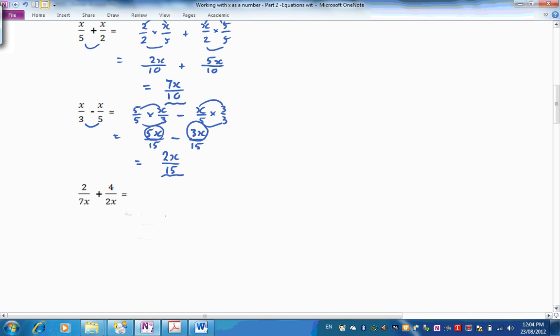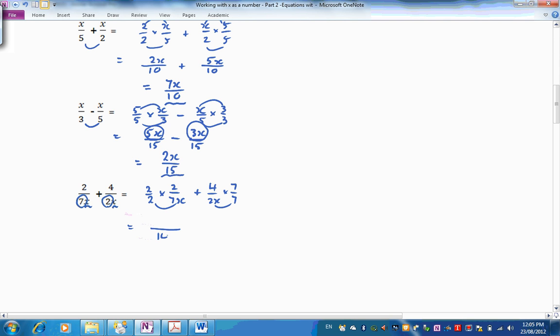2 over 7x plus 4 over 2x. Well, they've both got an x already, so it's only a matter of making the number in the front the same or in common. So let's multiply the first fraction by 2 over 2, and that would give us 14x in the bottom line. And the second fraction, if we multiply by 7 over 7, that'll give us 14x in both cases. So let's go for that.